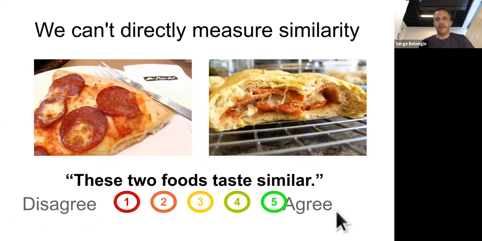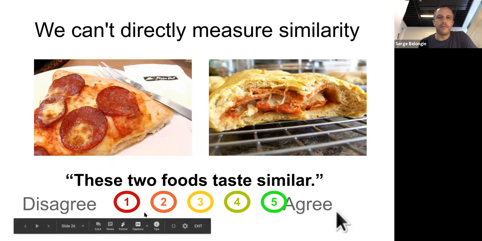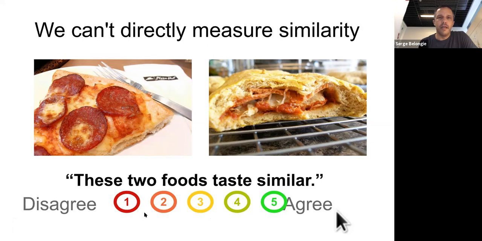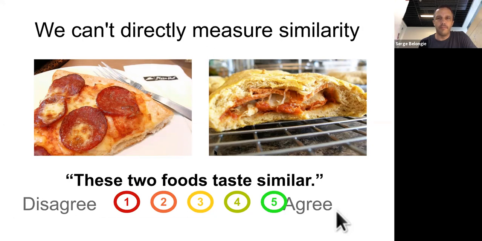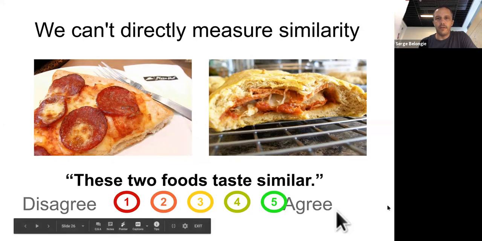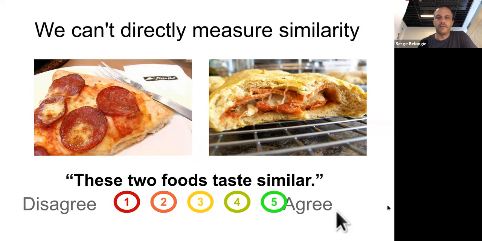Now, as many of you know, there are very straightforward ways of capturing similarity between pairs of images. For example, a Likert scale, which can use 5 or 7 steps. You can present a pair of images like these two. This is a pizza dish, and this is something pizza-like. I don't know the name of it. And you can present a statement: these two foods taste similar. Then a human volunteer can click on this disagreement to agreement scale.